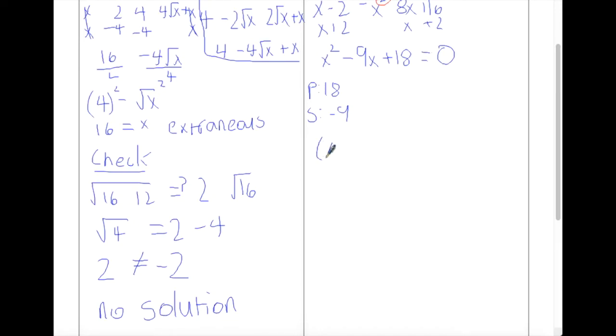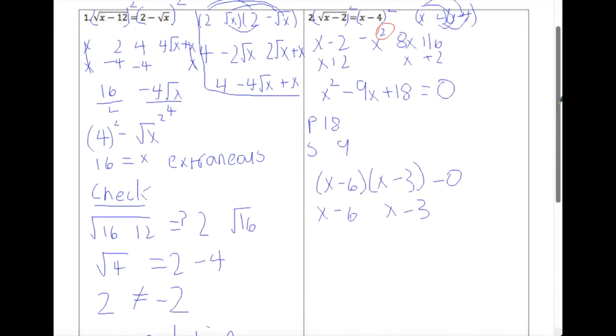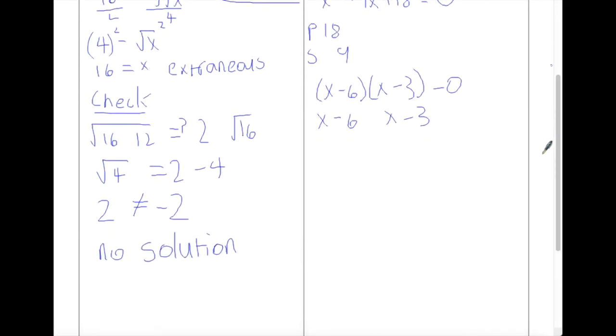So this factors to x minus 6 times x minus 3, which means that x equals 6 or x equals 3. And we still need to check both of these solutions.